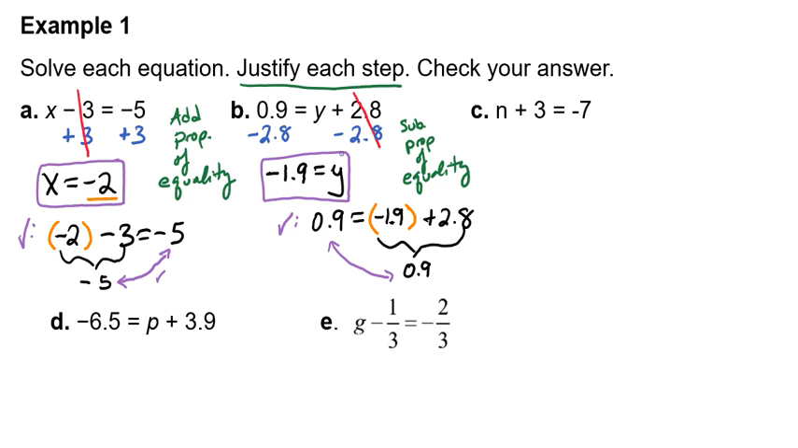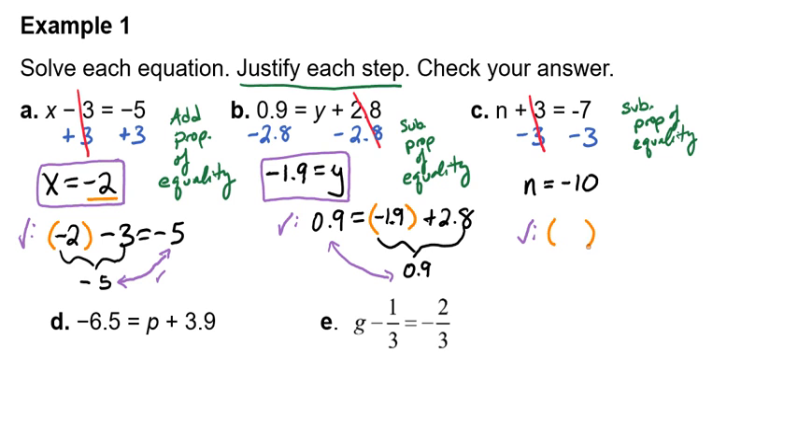Now the next example we have is n plus 3 equals negative 7. So we're going to do the inverse of addition here, which is our subtraction property of equality. And we're going to be left with n equals negative 10. And so we're ready to check that and make sure that that is in fact what we're going to get.